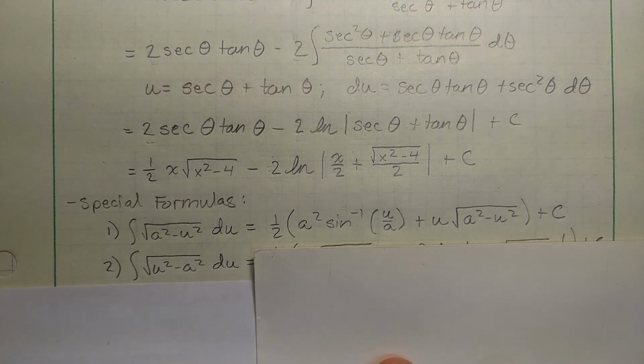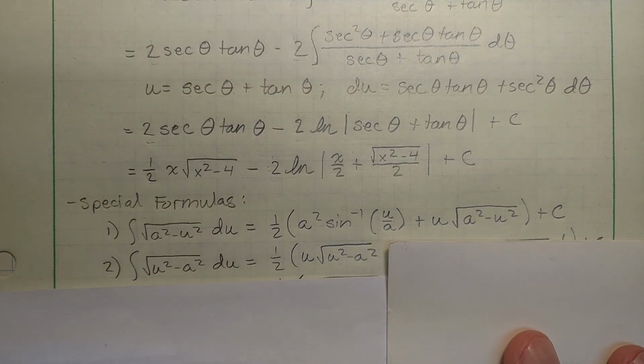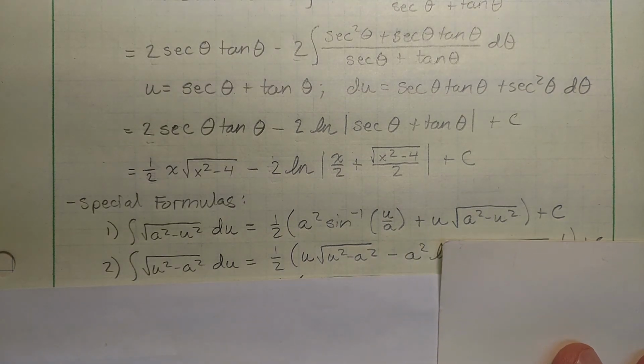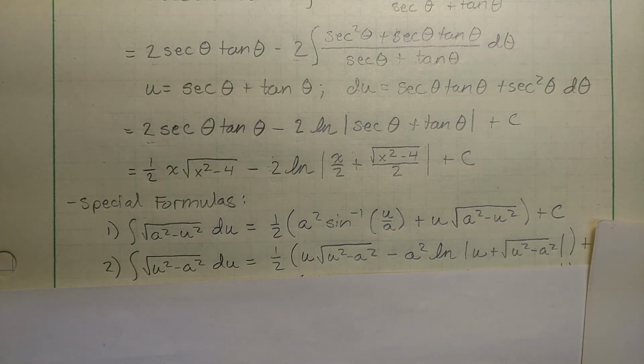Our second special formula, this is the form we had. Our u here was our x, so this is where we had our x squared minus 4. So notice the formula here yields 1/2 times u times the square root of u squared minus a squared, minus a squared times the natural log of the absolute value of u plus the square root of u squared minus a squared, plus a constant.